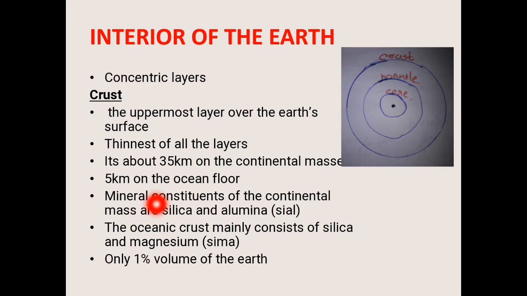Next we can study about the mineral constituents of the continental mass and the oceanic crust. The continental mass consists of silica and alumina. Minerals silica and alumina are present in the continental mass and they are commonly known as Sial. The oceanic crust mainly consists of silica and magnesium and they can be remembered as Sima. Only 1% of the volume of the earth comprises crust. Of the total 100% of the volume, only 1% volume of the earth is crust.